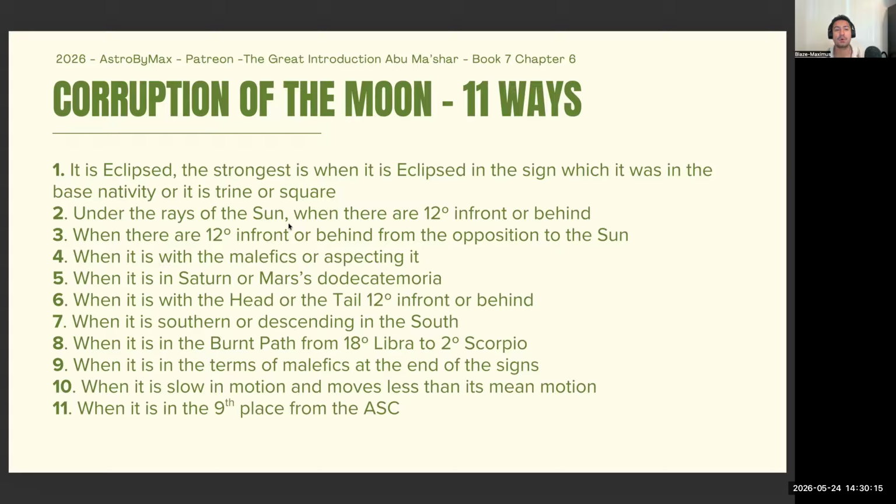When the moon is with the malefics or it is aspecting them. And when it is in Saturn or Mars's dodecatemoria. So if it's in the dodecatemoria of Aries, of Scorpio, of Capricorn, of Aquarius, or the sign that Mars and Saturn sit in that nativity or chart or whatever, it's a corruption. When the moon is with the head or the tail, 12 degrees in front or behind it. And when it is south or descending in the south, when it is in the burnt path, as we talked about, and when it is in the term of malefics at the end of the sign. So if it's in those ends of the signs where the malefic terms are, yeah, those are going to be where it gets corrupted.